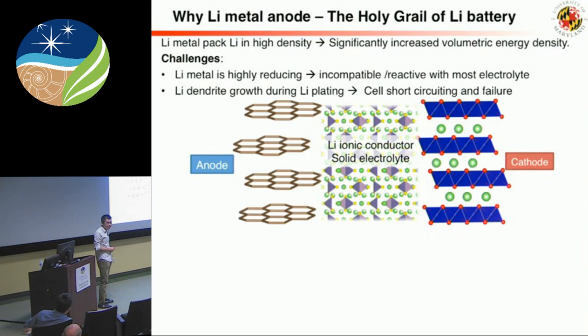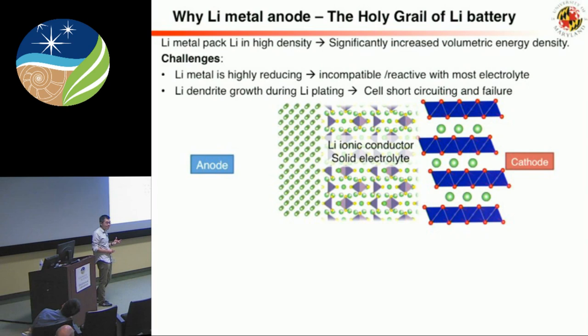Okay, so now I'm going to move into the second part of my talk, which is the interface between the electrolyte and the electrode material. As I mentioned before, right now in our commercial battery, the anode material used is graphite. This material does not pack lithium very densely. It takes almost half of the volume in your battery.